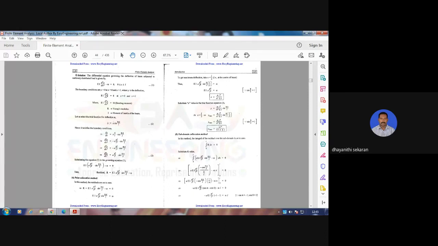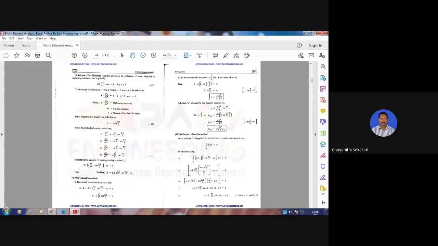Again d²y/dx². Because we need d⁴y/dx⁴, we need to do four times differentiation. Differentiating cos, we get a minus sign: minus sin(πx/L). A is constant, and π/L is already there; again we get π/L, so totally π²/L². So d²y/dx² equal to minus Aπ²/L² sin(πx/L).